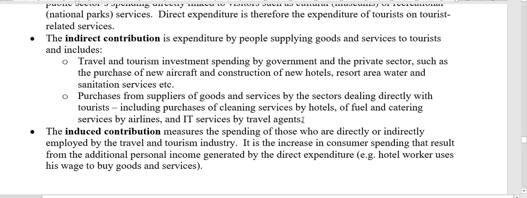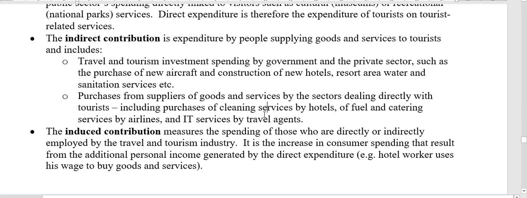Then it also includes any purchases from suppliers of goods and services from those sectors that deal directly with the tourist. Okay, so for example, when the hotels need to buy new bedding, they buy the bedding from somebody. Okay, the supplier of the bedding makes an indirect contribution. Those linen are being bought for the tourist industry. Okay, the tourists are not buying the linen, but the hotels are buying the linen so that they can have nice beds and stuff for the tourists when they come. When the hotels buy new beds, when the hotels buy food, they buy the apples from the apple farmer. All of this is an indirect contribution.